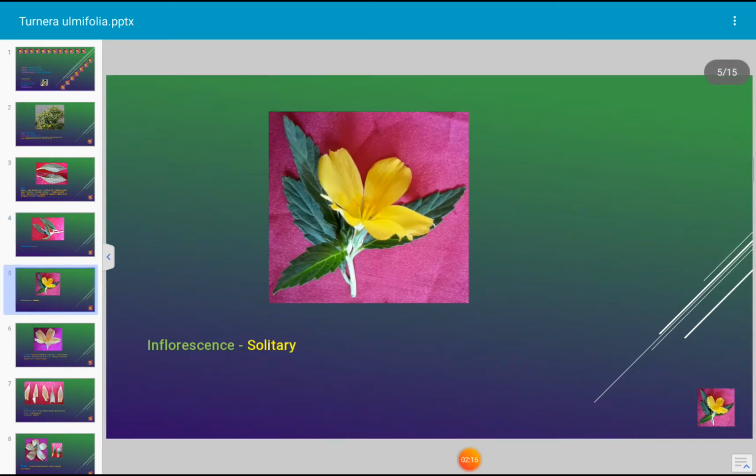Next. This is the inflorescence of Turnera ulmifolia. Inflorescence is solitary. What is solitary inflorescence? The axillary bud develops into a flower, hence the growth of the reproductive shoot is reduced and a single flower is produced at the end of each stem. Such type of inflorescence occurs in Turnera ulmifolia, which is known as solitary. Okay, axillary solitary inflorescence.